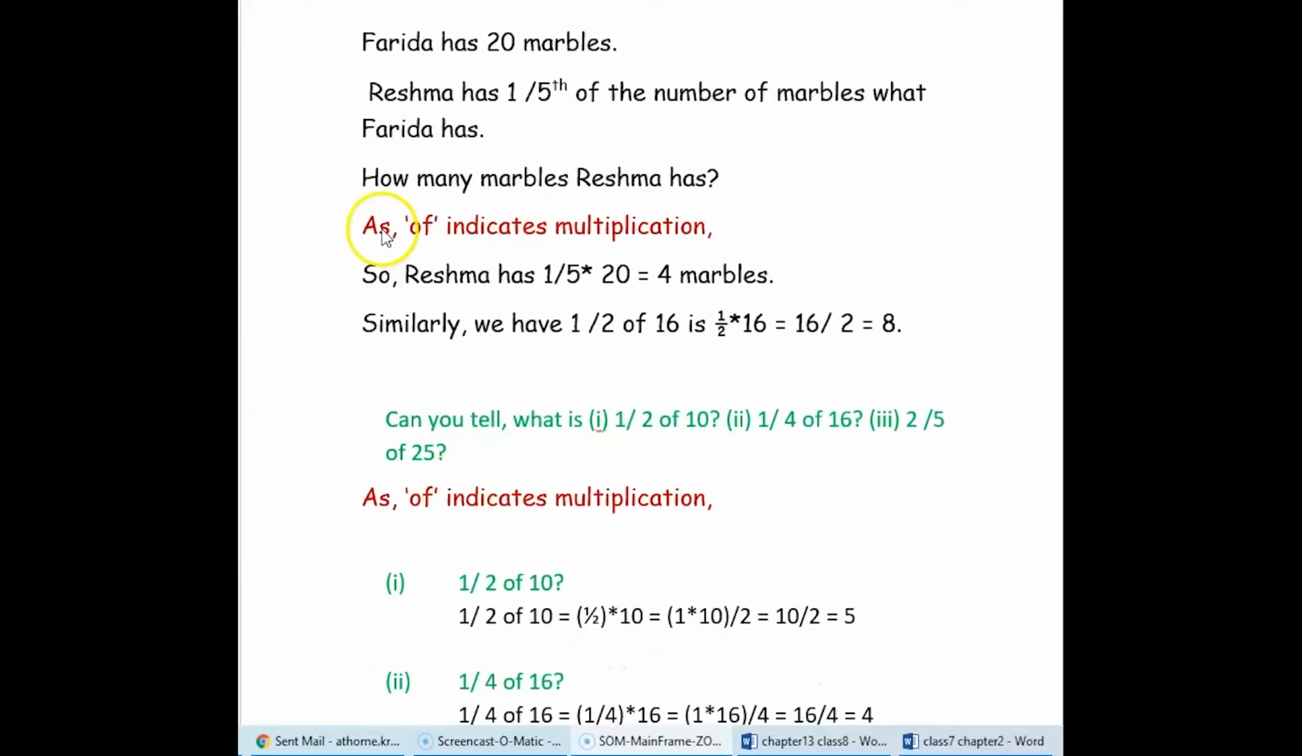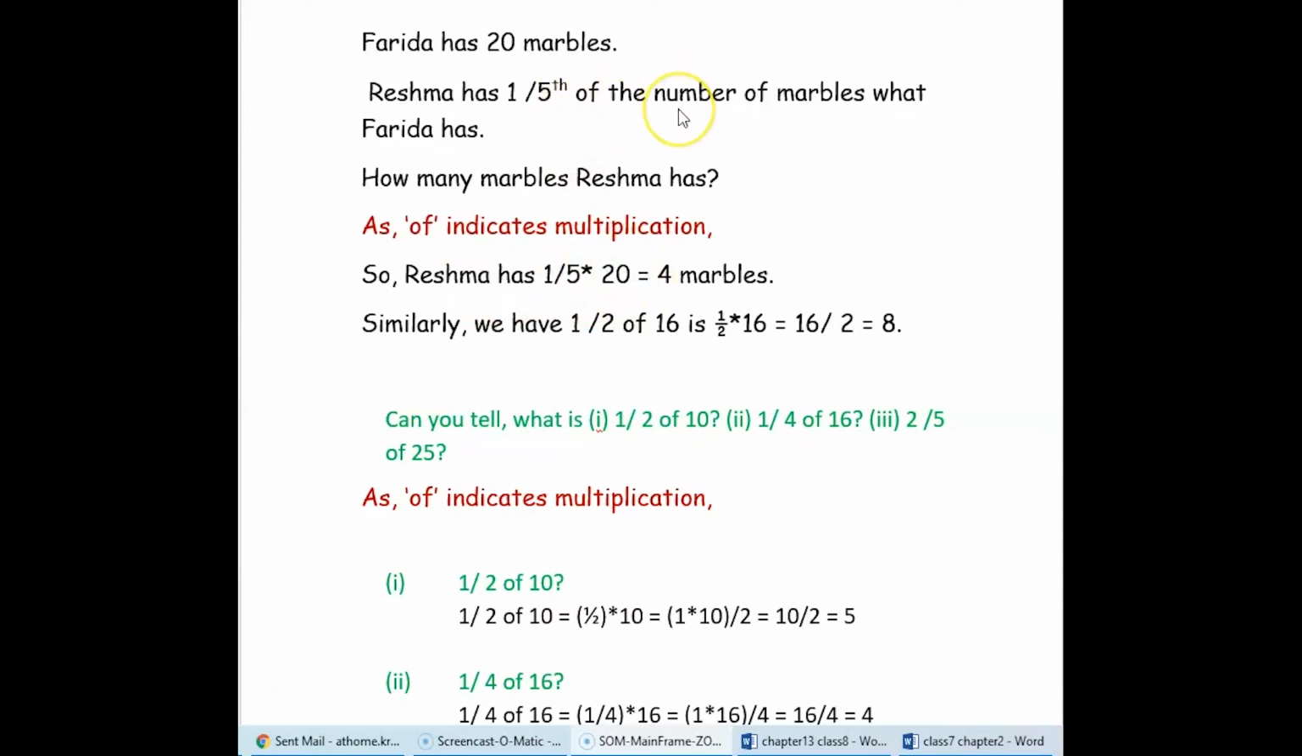Now let us see how we apply this "of" in solving problems. The question is, Farida has 20 marbles. Reshma has 1/5 of the number of marbles that Farida has. How many marbles does Reshma have? Here we are given 1/5 of. How can we write this? We know that "of" indicates multiplication. So the number of marbles that Reshma has is 1/5 of Farida's.